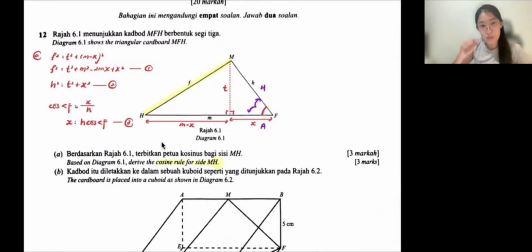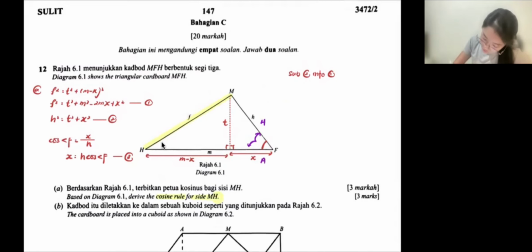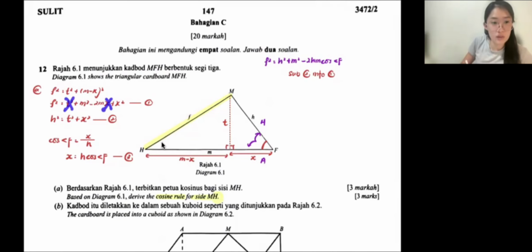Then let us continue. We are going to substitute number 2 into 1 first. Because at the end, in your cos formula, you will need F squared equals to H squared plus M squared minus 2HM cos F. You have to analyze which are the letters that you don't want. So meaning that T over here, I don't want. And then X over here as well, I don't want. So I have to substitute something in to replace it. So now 2 into 1.